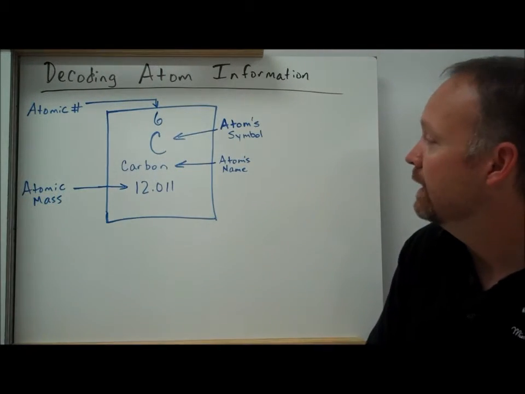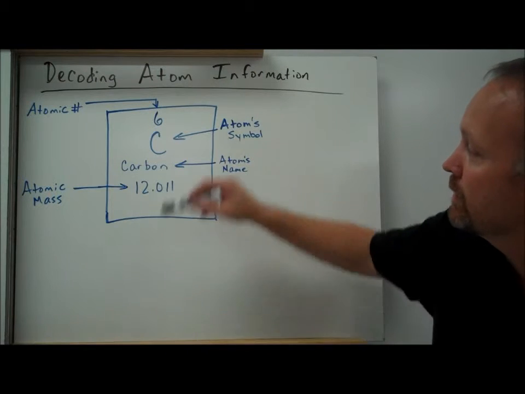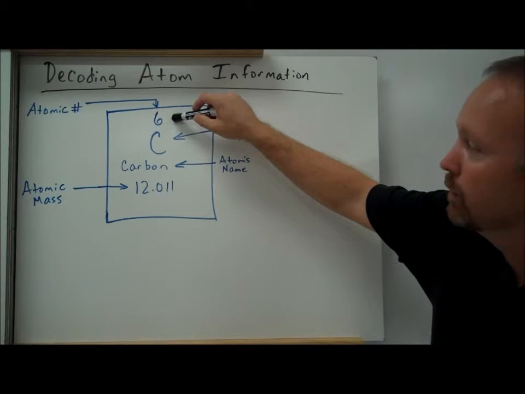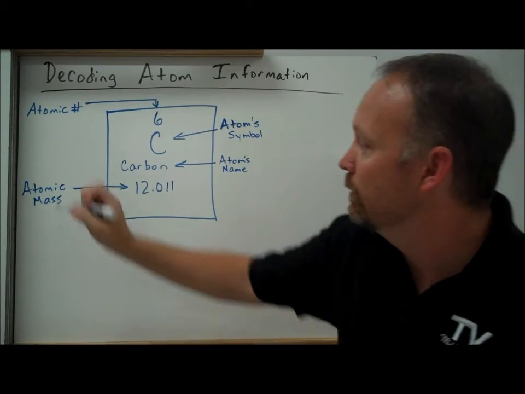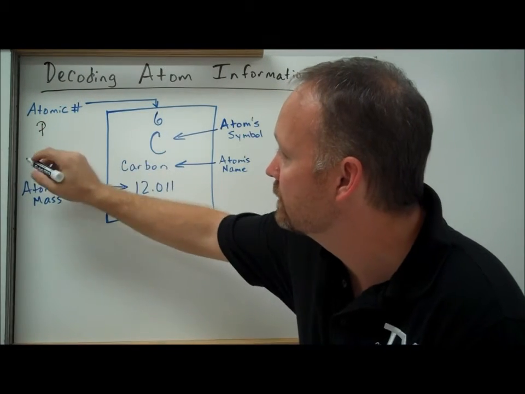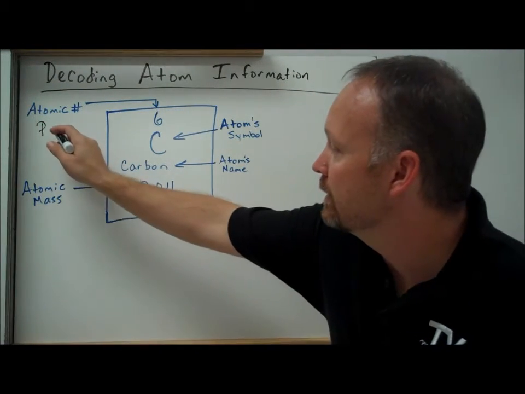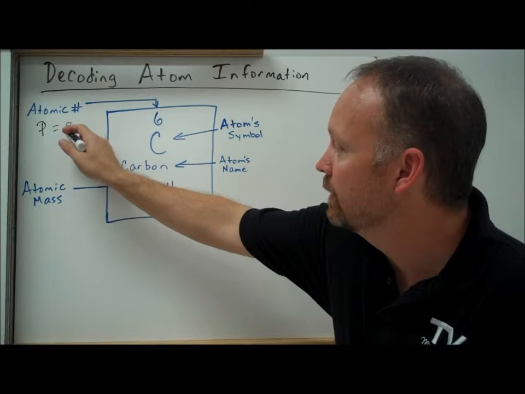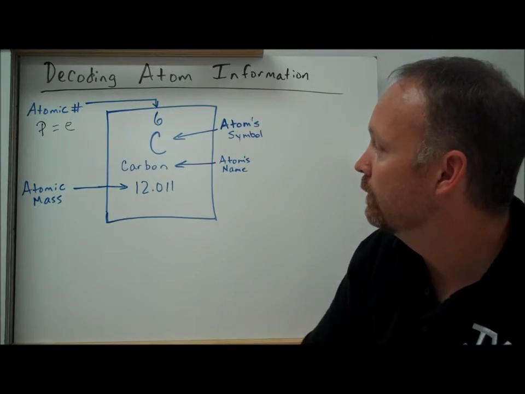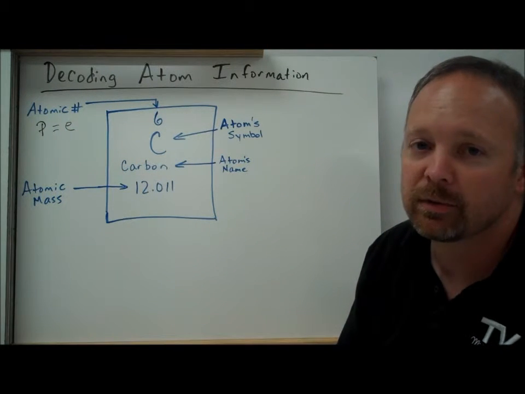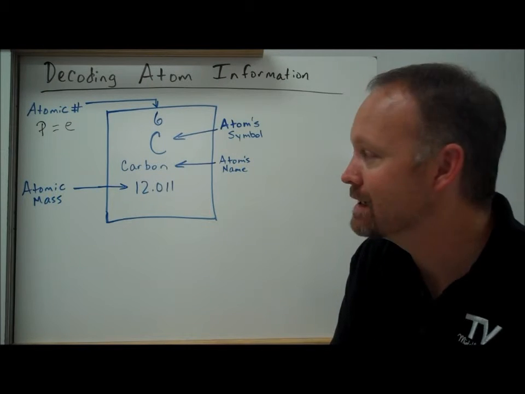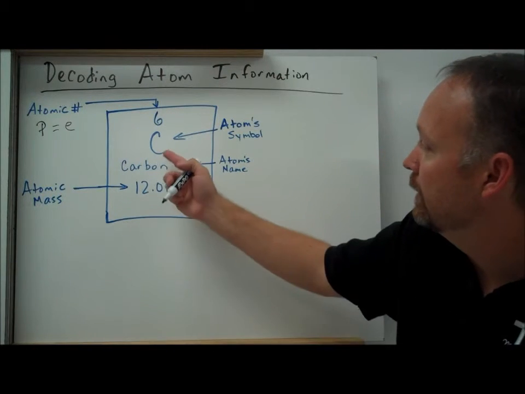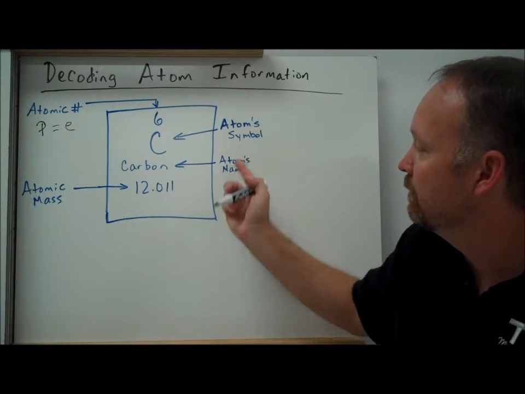Okay, so decoding the atom information here. You have a number at the top, and that's the atomic number. The atomic number is going to equal the number of protons. And right now we're going to say that the protons are going to equal the electrons as well. So in this case, we have carbon, so we have 6 protons, and we're also going to have 6 electrons with that. You have the big C in the middle, which is the atom symbol.